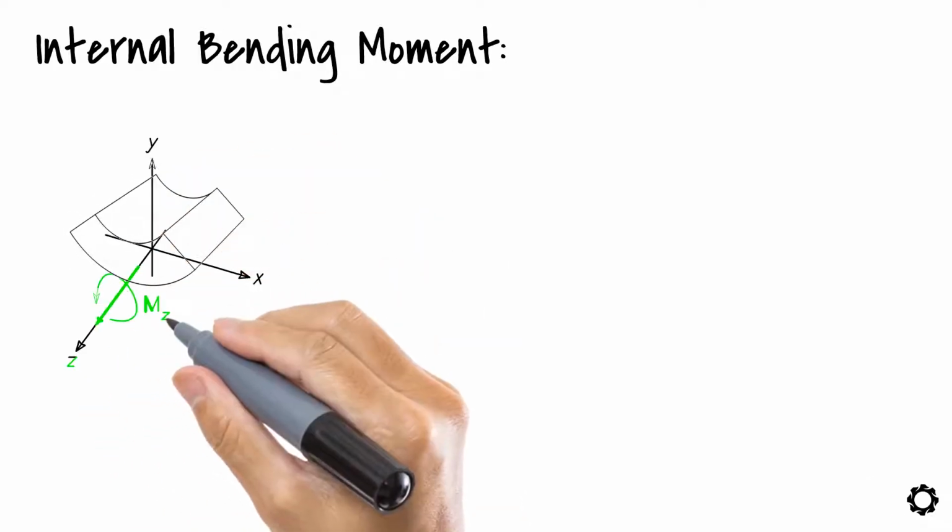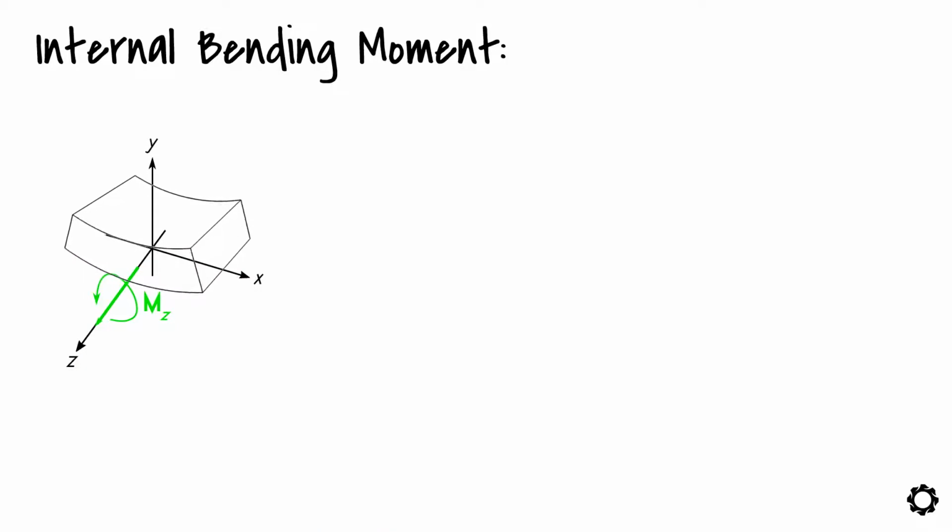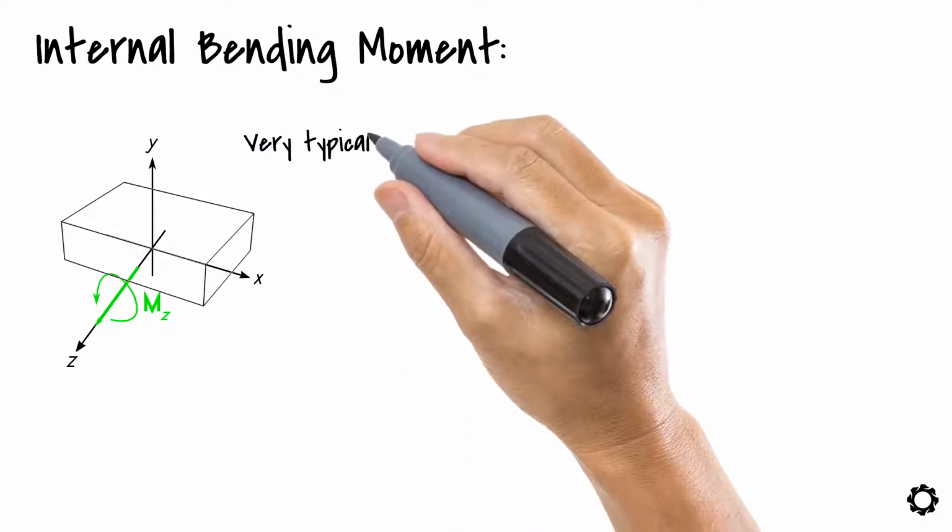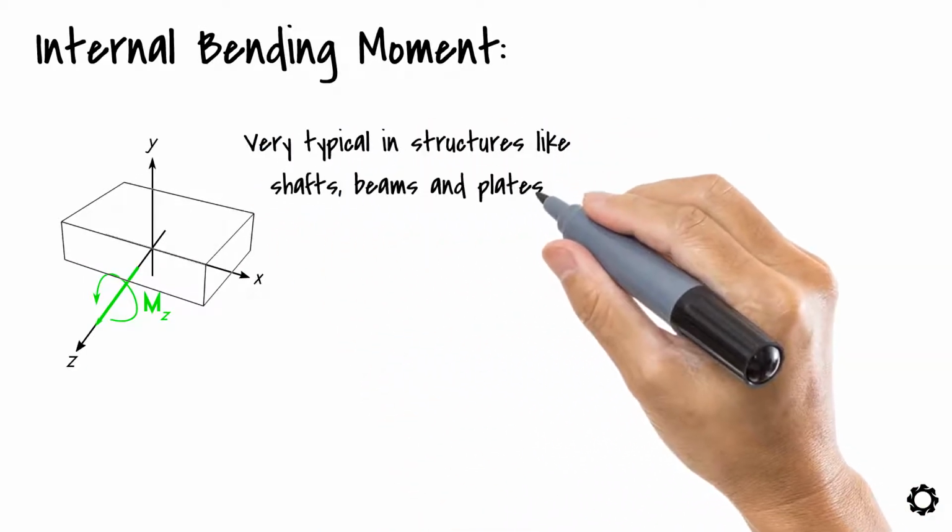As you may remember from the video related to the internal loadings, an internal bending moment is caused by the attempt to rotate the two sections of the structure relative to each other around the transverse axis of the section. This kind of internal loading is very typical in structures like shafts, beams, and plates.